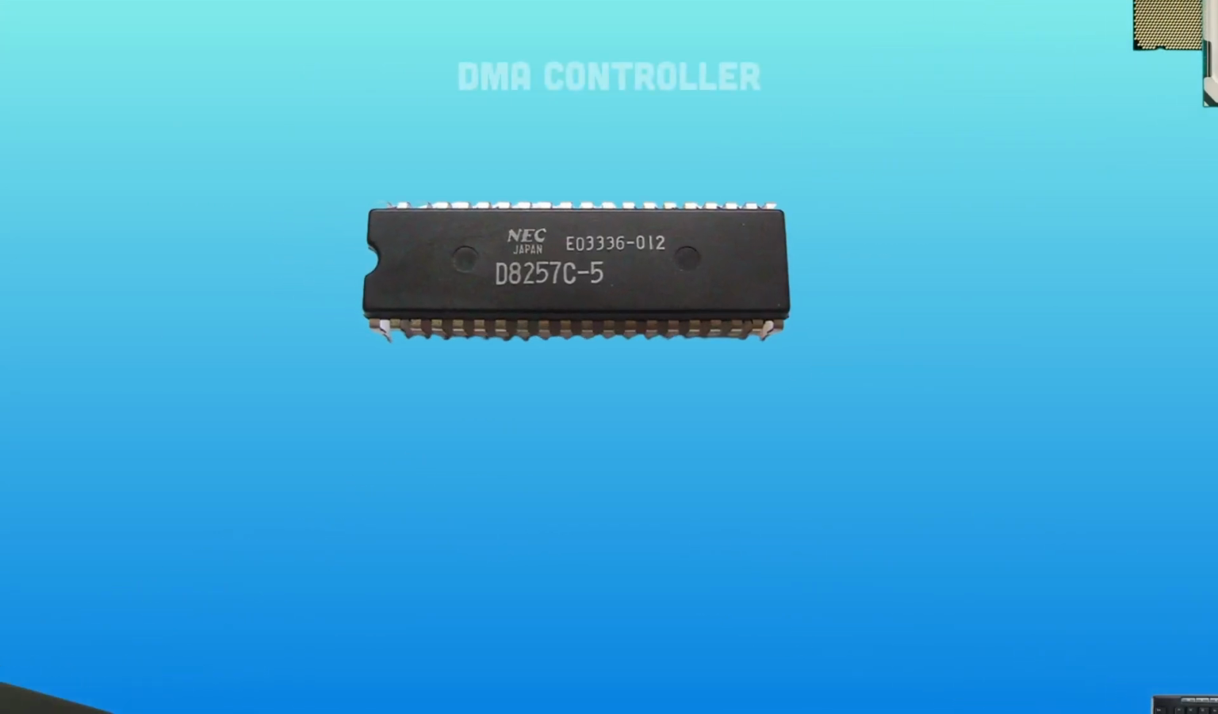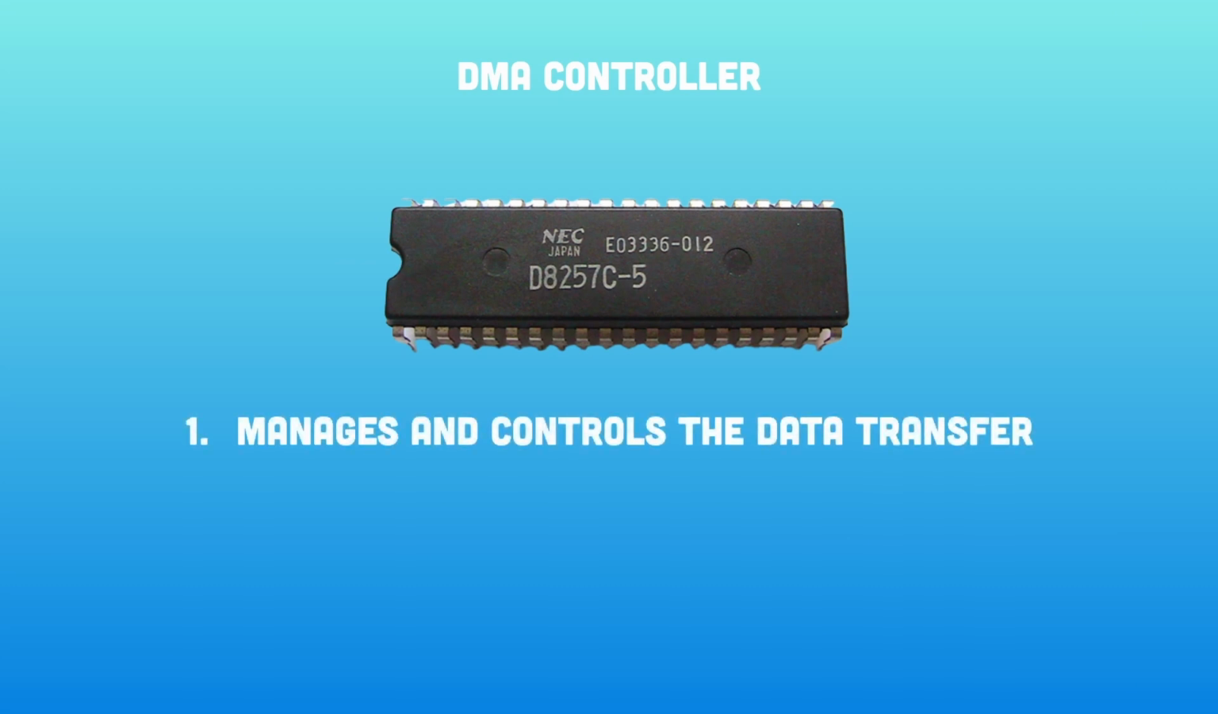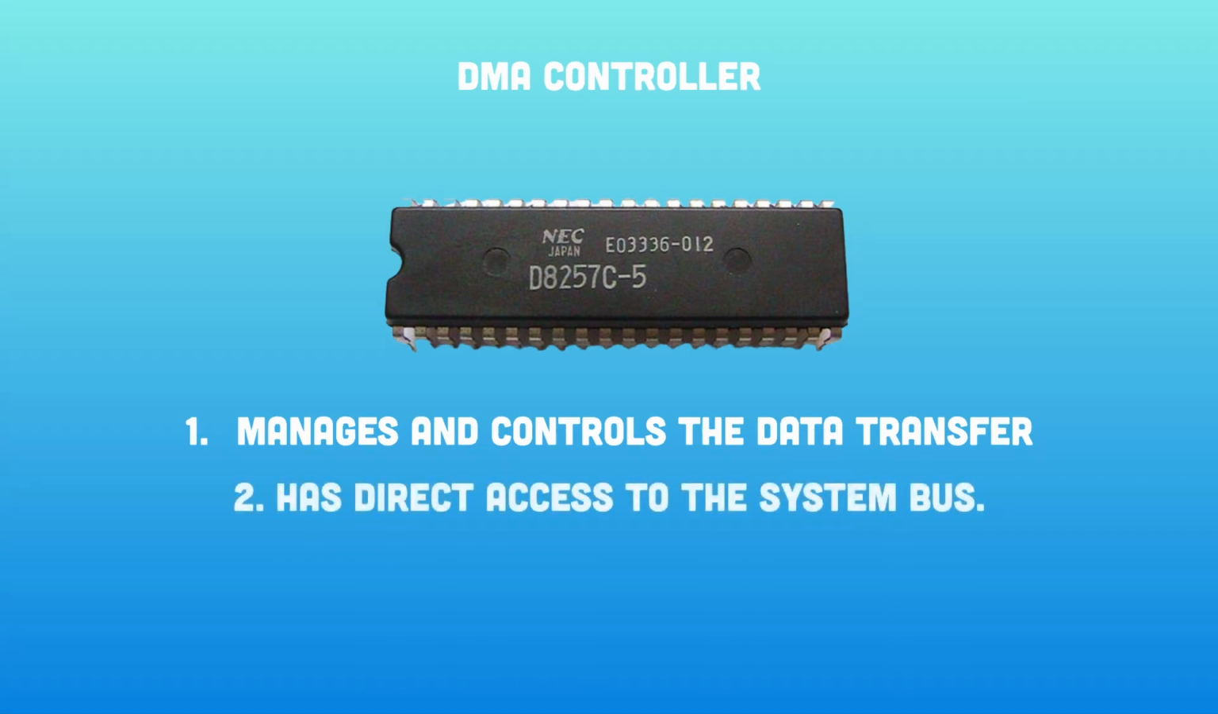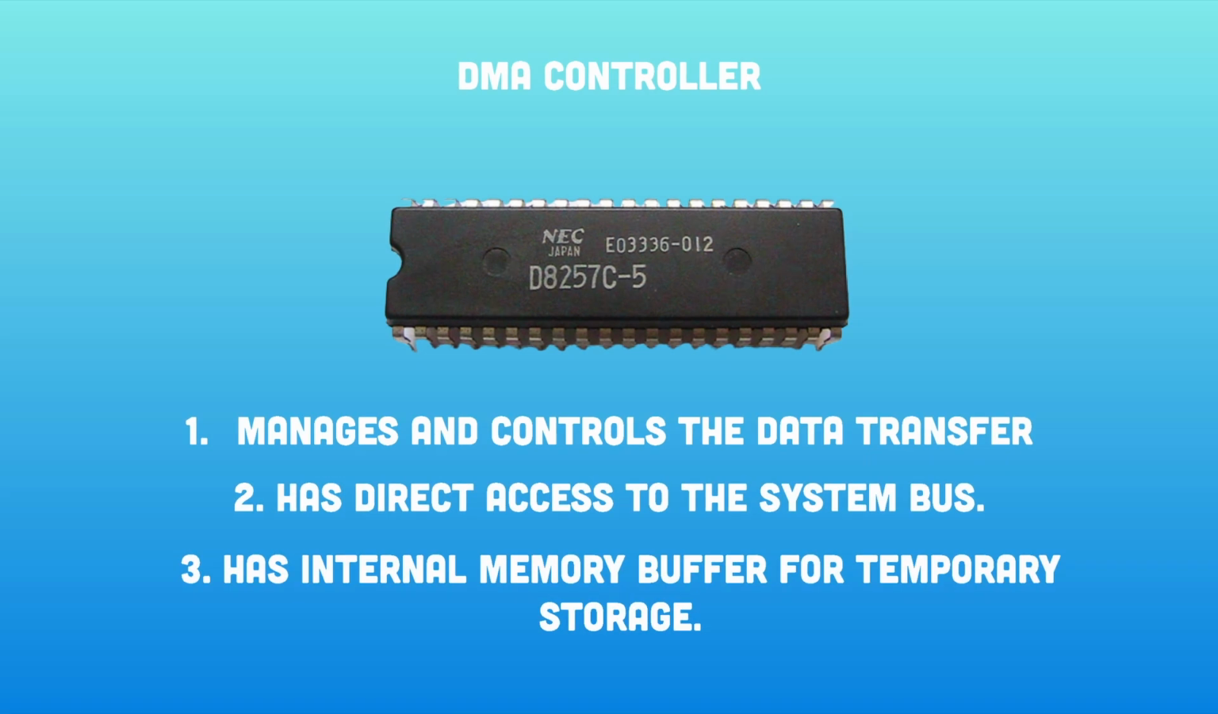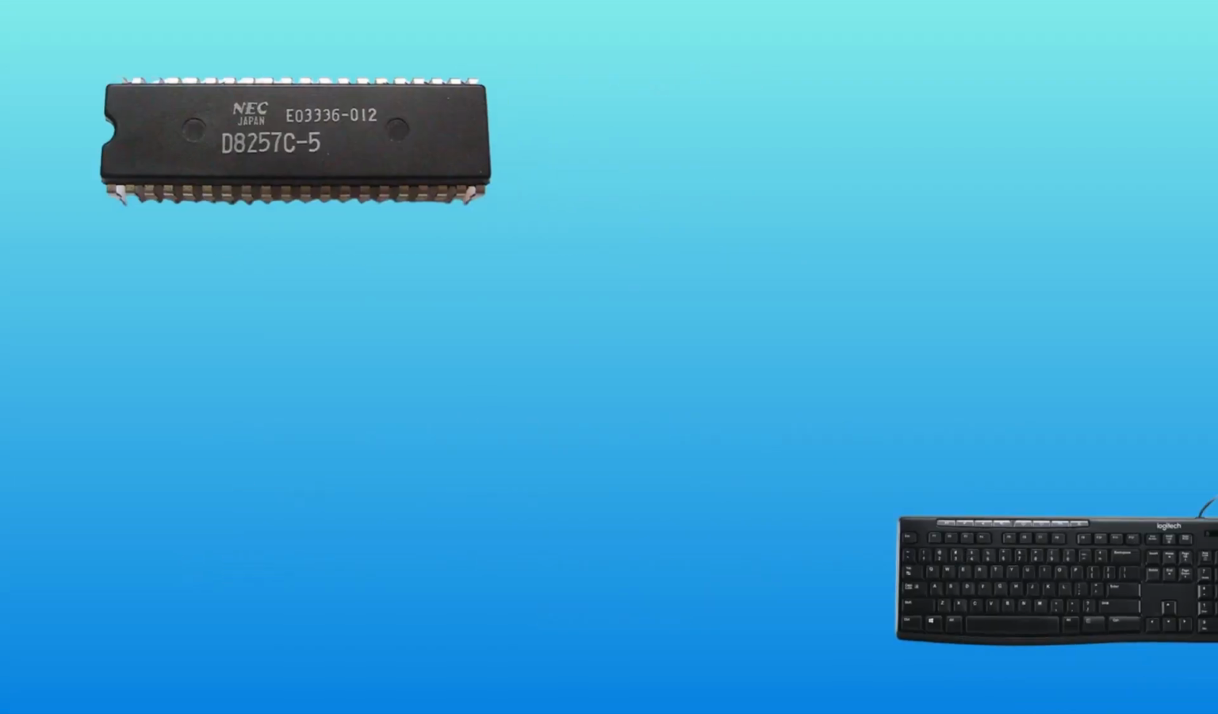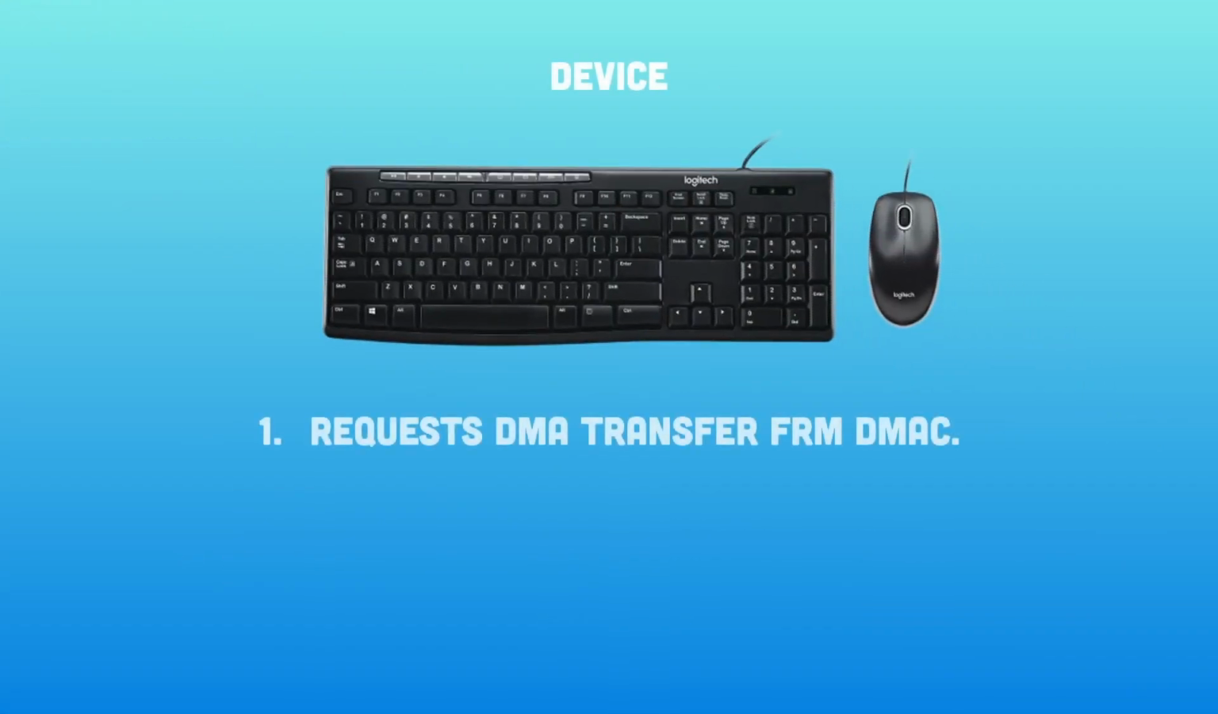DMA controller. It is responsible for managing the data transfer. It controls the data transfer between the device and the memory. It has direct access to the system bus. The DMA controller typically has its own memory buffer, which can be used to temporarily store the data during the transfer.